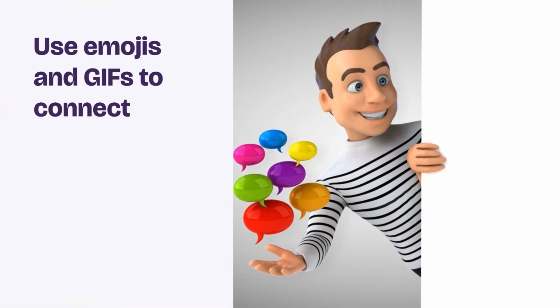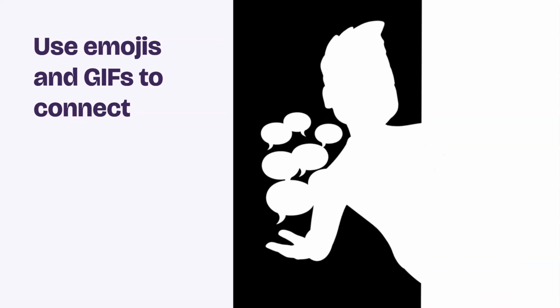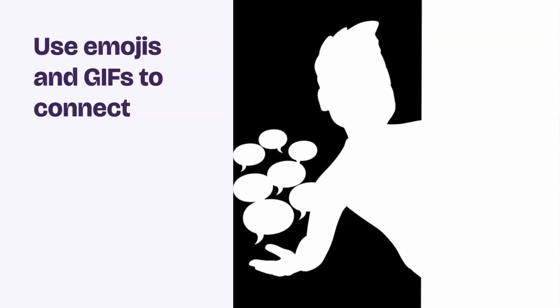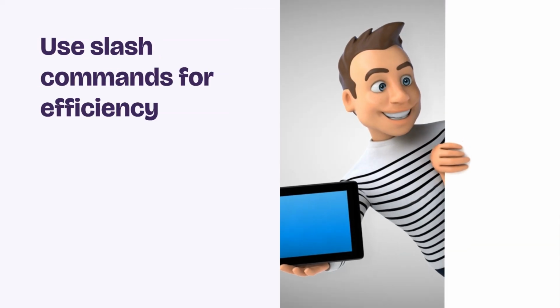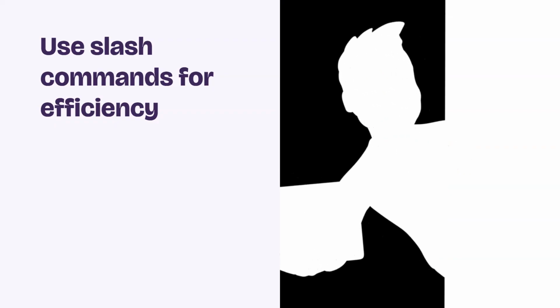Express yourself with emojis, GIFs, and stickers. For quick feedback, use a thumbs up or heart to keep remote work human. Unlock pro tips. Type /commands like /files to see shared files or /mention to notify teammates instantly.